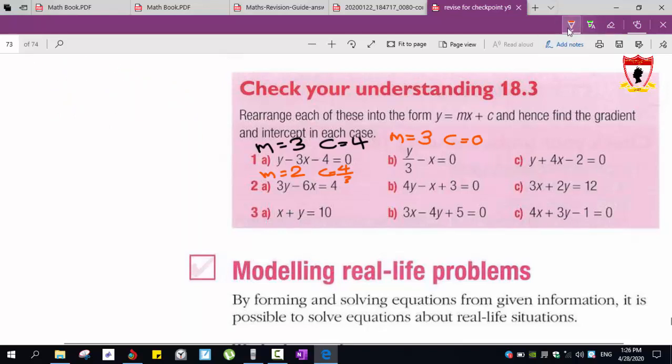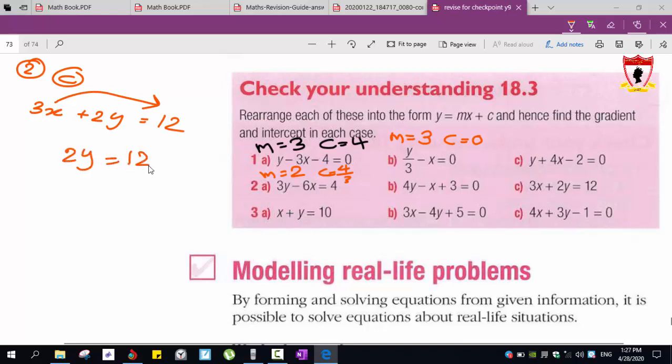2b is your task, so let's start with 2c. 2c: 3x plus 2y equals 12. Now this 3x will go to the other side, and will be negative. So 2y equals 12 minus 3x. Now to get rid of this 2, we need to divide everything by 2.